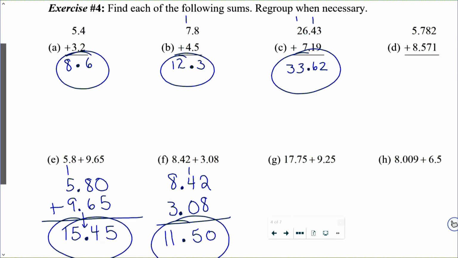All right, let's look at letter D. Lots and lots of decimals here, but they all line up. 2 plus 1 is 3. 8 plus 7 is 15. Carry the 1. 7 plus 1 is 8. Plus another 5 is 13. Carry the 1.